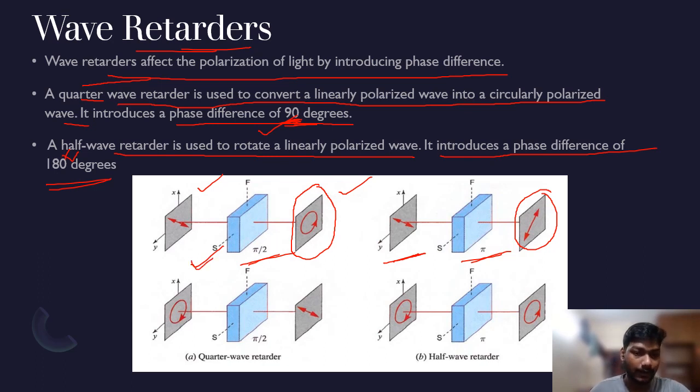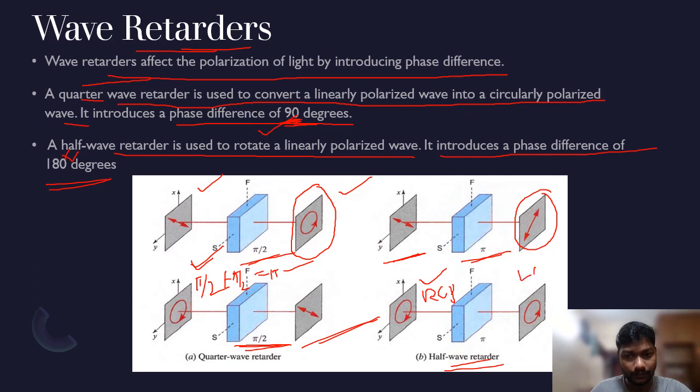We again add another quarter wave plate, which gives a phase difference of pi by 2. So there is also a pi by 2 phase difference here, and we are adding another pi by 2. So this technically becomes a pi phase difference. That's why if the phase difference is pi, then it is linearly polarized light. And this is a half wave retarder which converts an RCP, right-handed circularly polarized light, to LCP, left-handed circularly polarized light. So this basically concludes the electromagnetic optics.